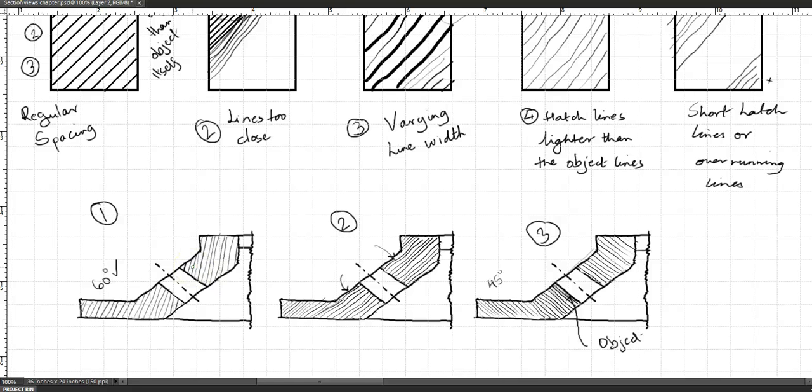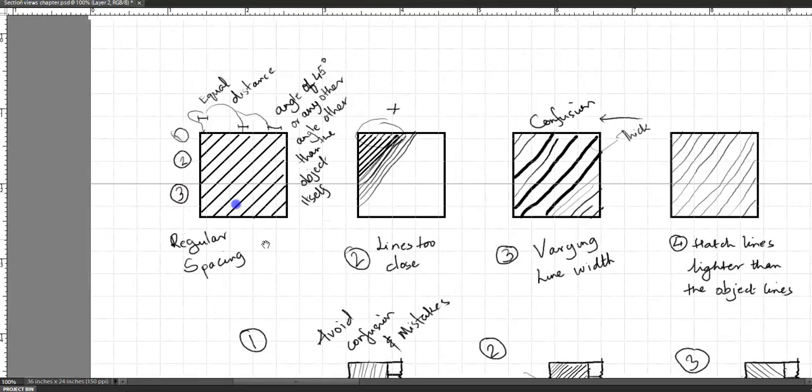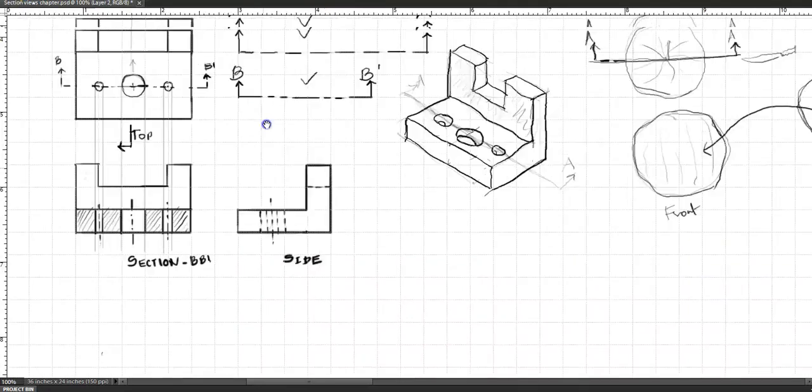Now again, why are we doing all these things and all these techniques that you see over here? It is mainly to avoid confusion and mistakes. And we all know that one mistake could cost thousands of dollars on the site. Okay, so let's see what the next topic is.